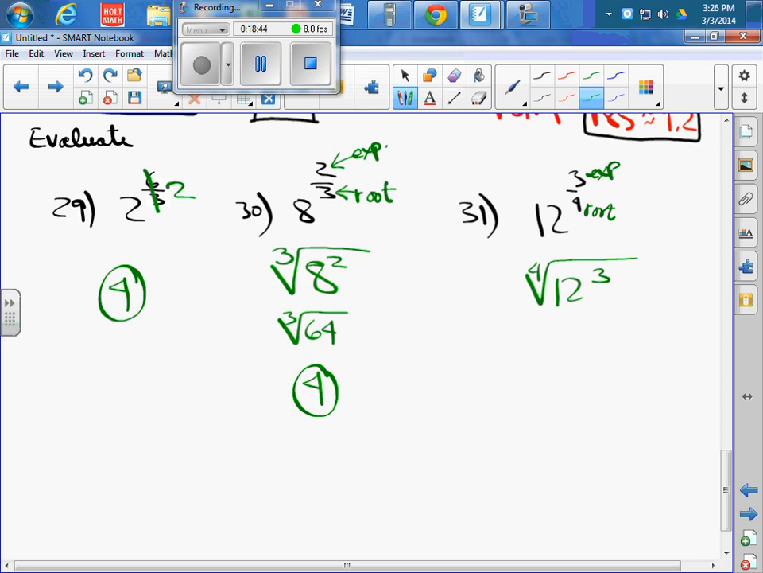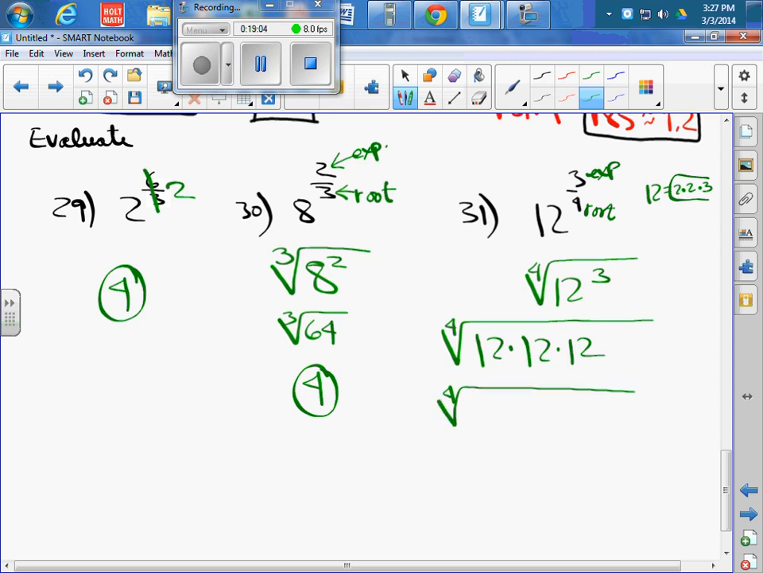Let's see if we can figure this out. Well, 12, isn't that equal to 2 times 2 times 3? So we're looking at the 4th root of 12 times 12 times 12. Now, each 12, like we said, was 2 times 2 times 3. So I need 3 of those. There's one of them. There's the second one. There's the third one. And now I need 4 that are the same.